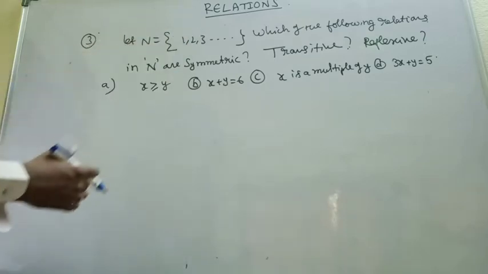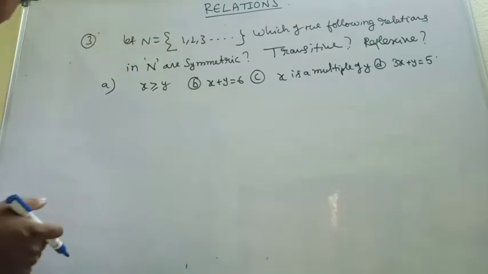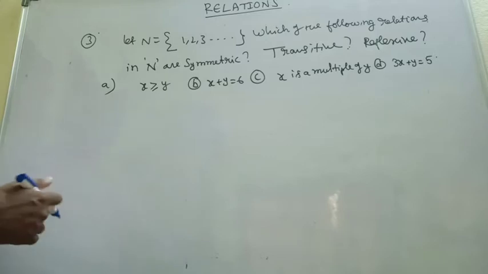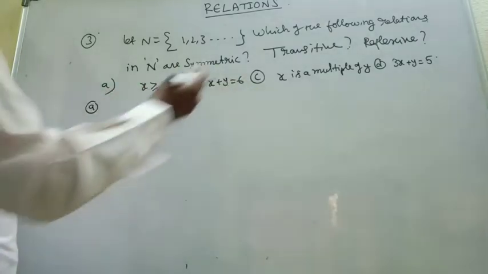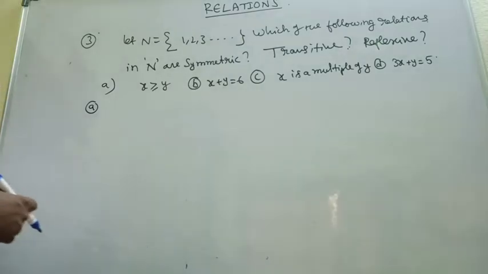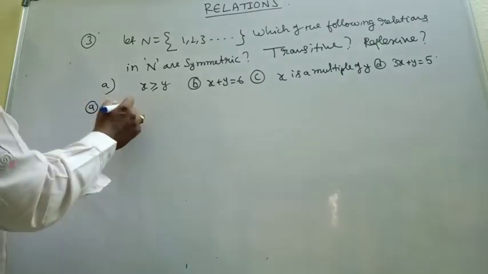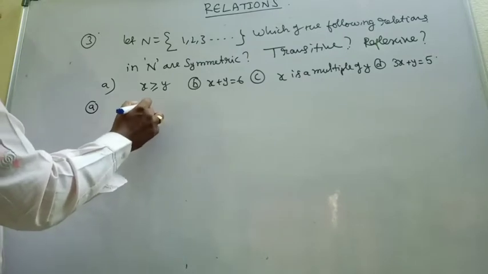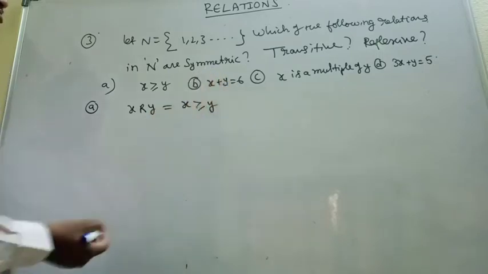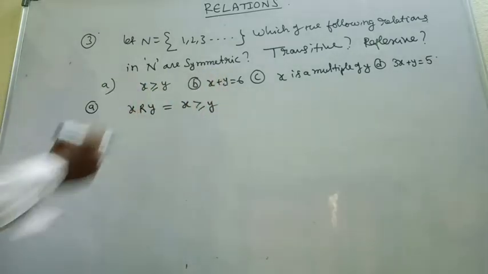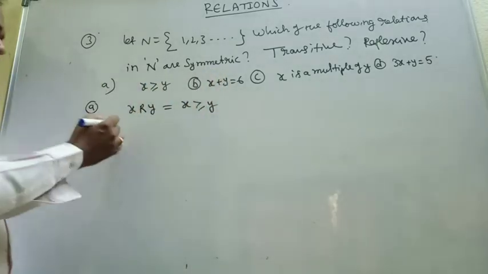Let us check reflexive, symmetric and transitive, right, my dear students? You see here, the first one is x is greater than or equal to y, the second x + y = 6, the third x is a multiple of y, the fourth 3x + y = 5. Let us take the first one, where x is related to y if x is greater than or equal to y. Now, let us check whether it is reflexive first.